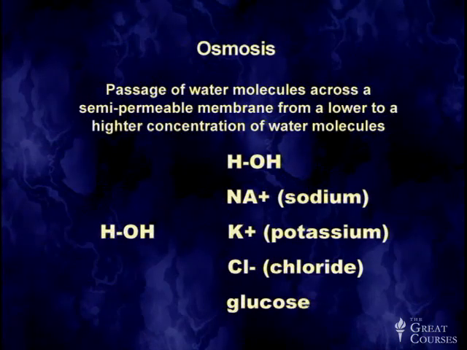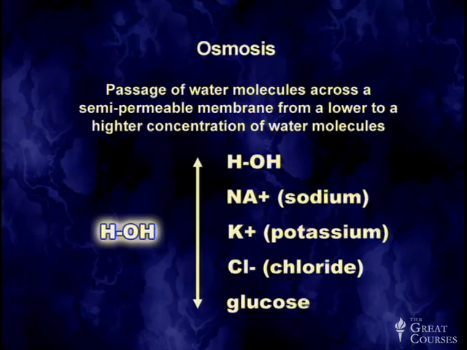Osmosis is defined as the passage of water molecules across a semi-permeable membrane from a lower to a higher concentration of water molecules. If you look down here, we have a schematic representation of water, and it is separated from the other side by a semi-permeable membrane, a membrane which will allow the passage of certain size molecules.